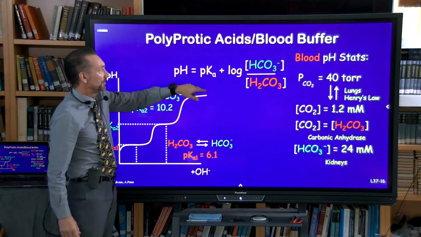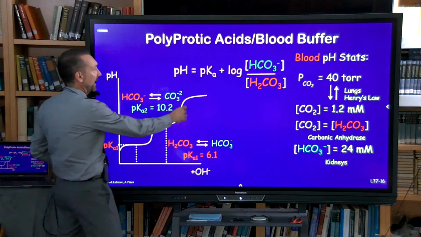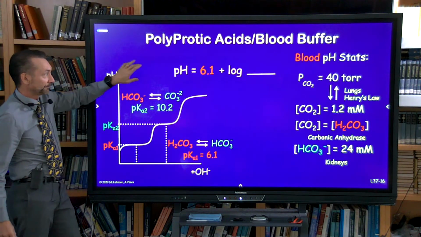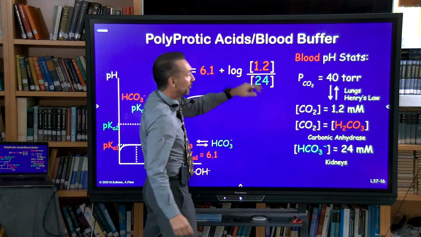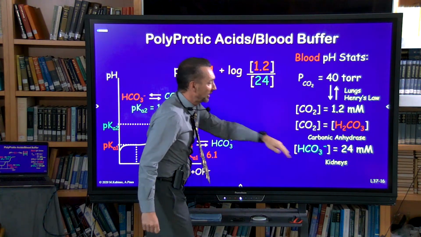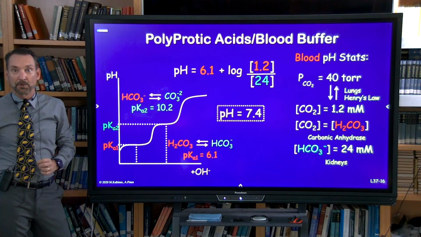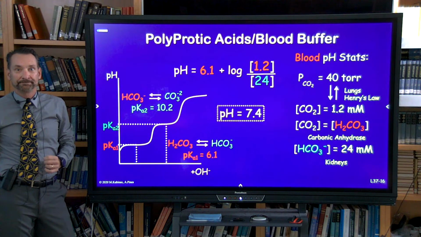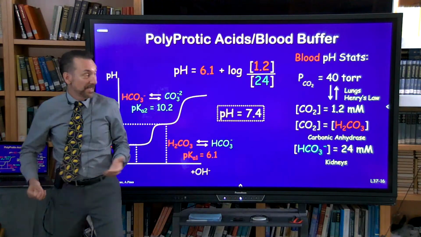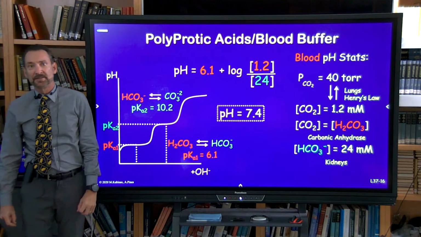So you can use this expression. The pH is the pKa plus the logarithm of the weak base over the weak acid. And the pKa is 6.1. That's the one we're interested in. So the pH we can calculate. Just put those numbers in: the 1.2 from your lungs and carbonic anhydrase, and 24 from the kidneys. And the pH of your blood hangs out at around 7.4. So your body is actively working all the time, with many systems, to maintain a weak acid and conjugate base pairing. There are a couple other acids in your body that help maintain that as well.